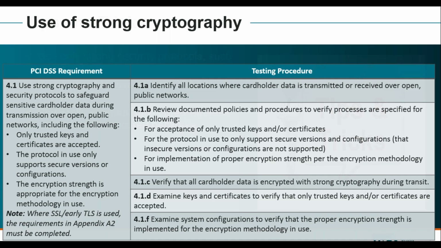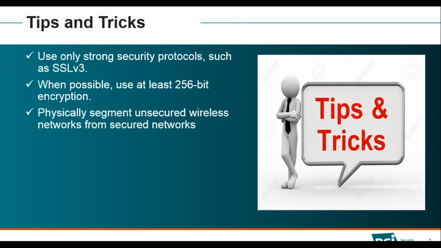And so data encryption is a must under any circumstances. Use only SSL v3. You cannot use TLS1 or SSL v1 or v2, whatever be the case. And if you can use AES, all the better. TKIP is still better, but AES is better. Use 256 bits minimum when encrypting the data. And as you've seen earlier, physically segment your unsecure wireless networks from your secure networks. It is not a guideline, it's a mandate from PCI. It has to be segregated.